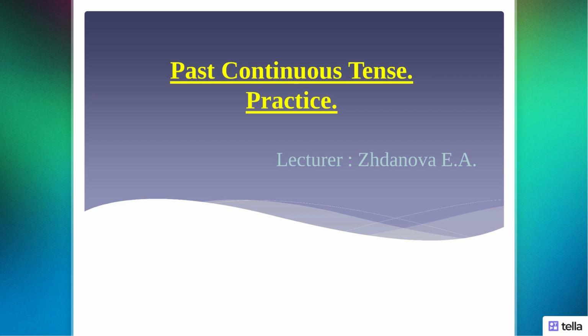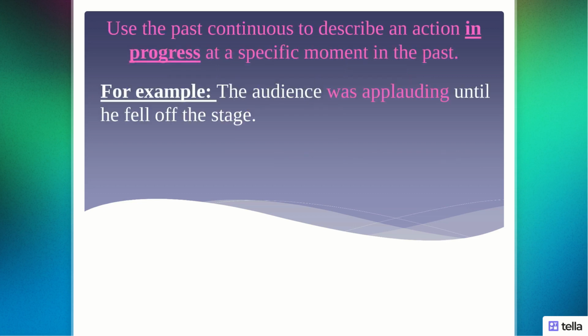In this video, we will revise the usage of past continuous tense. But before we start doing some exercises, let us revise one more time. How do we make it? What for do we need it? And when do we use it? We use the past continuous to describe an action in progress at a specific moment in the past. For example, the audience was applauding until he fell off the stage. In this sentence, we may see one action that was in progress, and it is "was applauding".